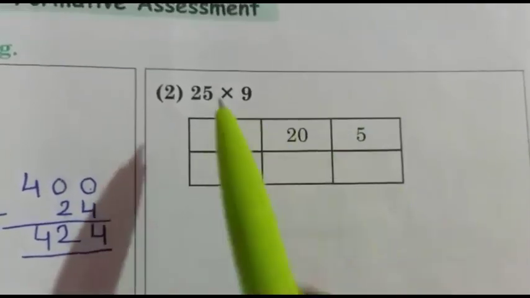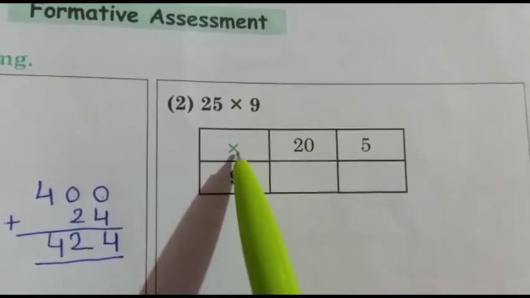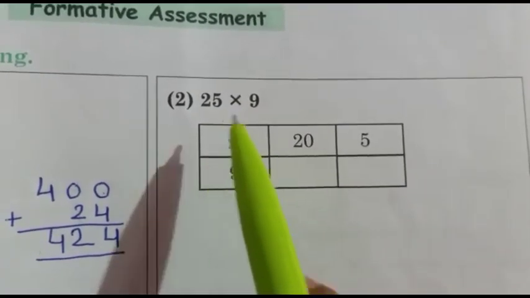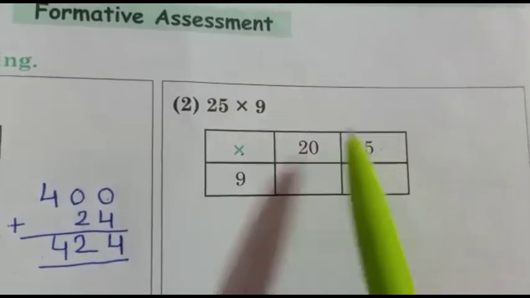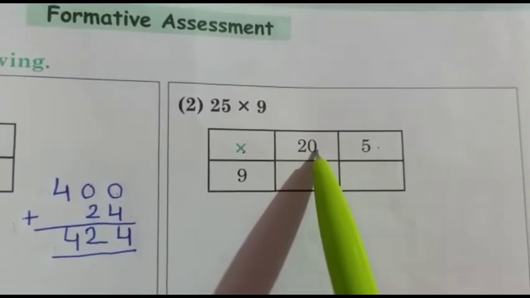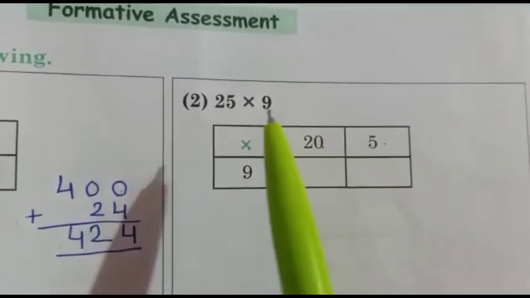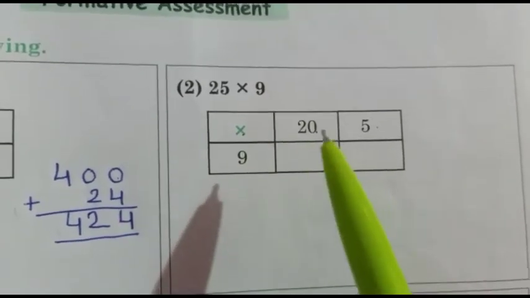Now students, see the second one. Second one is 25 multiplied by 9. So they have given the multiplication sign. First number is 25. So 5 is at units place, you will write there, and 2 is at tens place. So 20. 2 plus 1 0 because it is at tens place. And multiplier, that is 9. So that you will write below the multiplication sign.